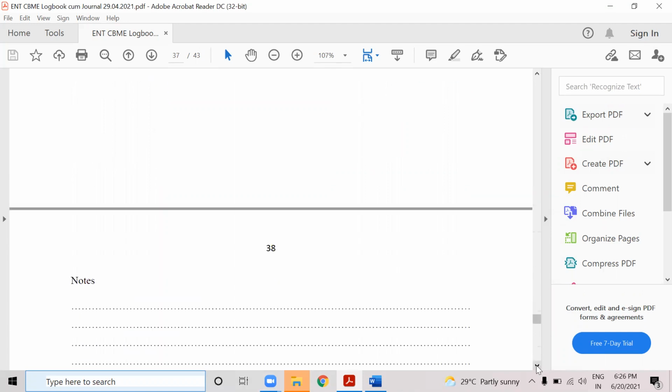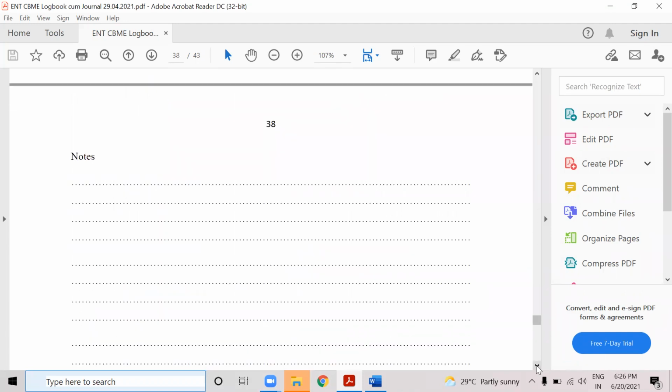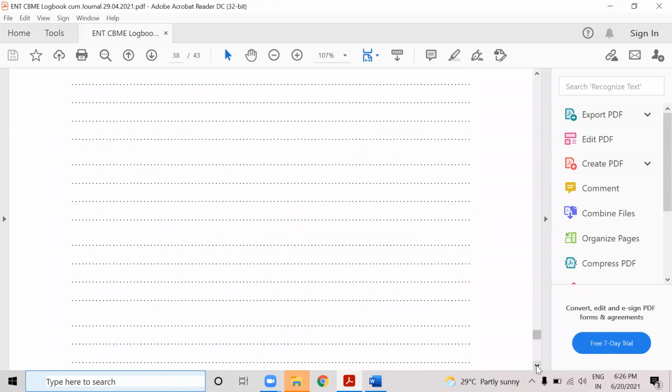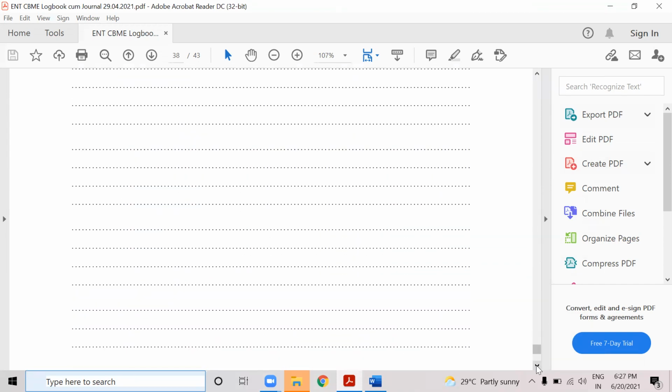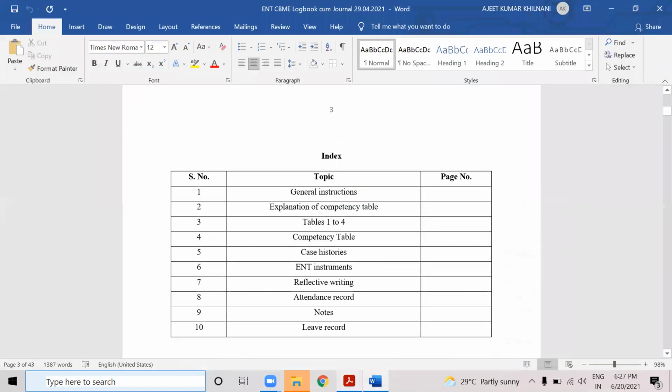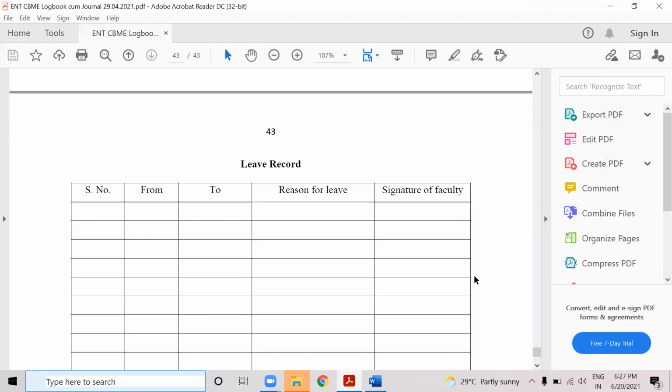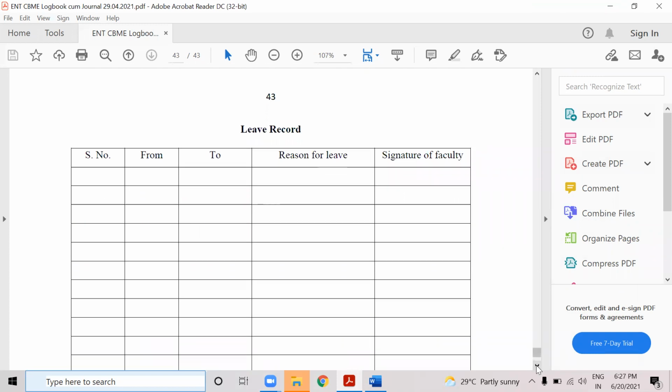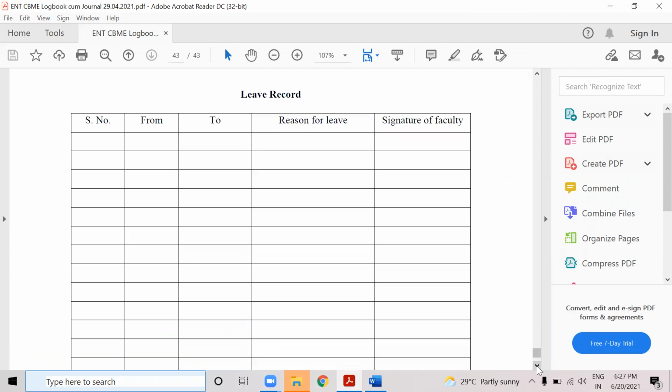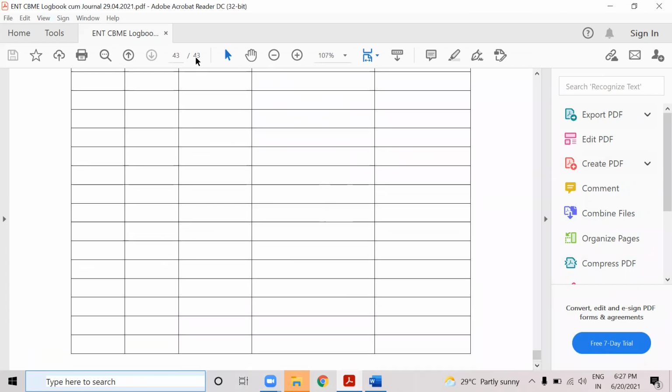Then notes, in notes, the students, they are coming to the clinics, they might be interested in some point, or even in lecture they want to note some point, so they can note it. So some pages for notes also. And finally, the last page I have kept for leave record. Leave record, because the student may take some leave. So what is the reason of that leave, what are the dates on which the leave was taken, and whether the faculty was informed or not, and the leave was granted or not. So it comes to around 43 pages.